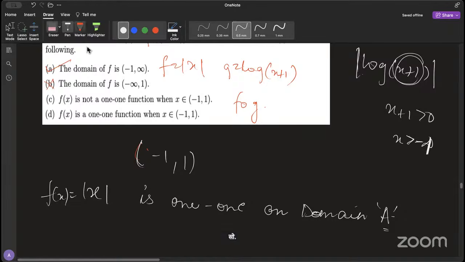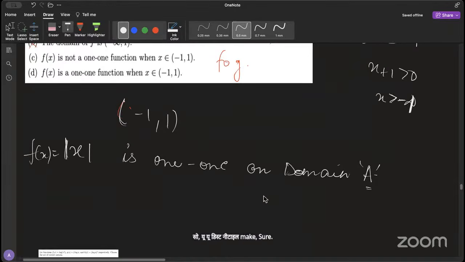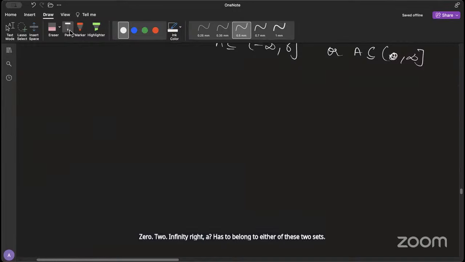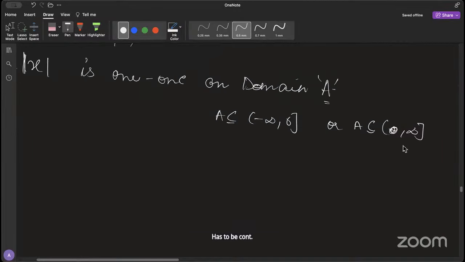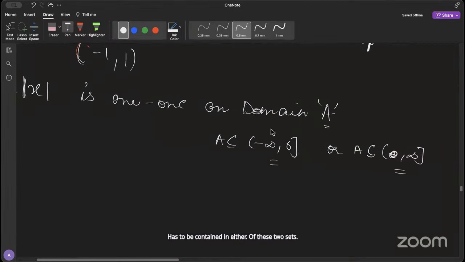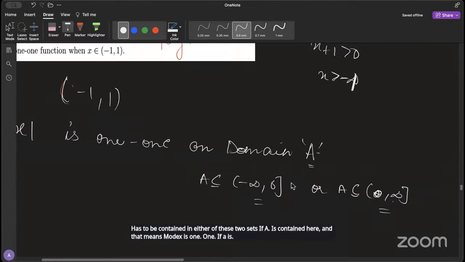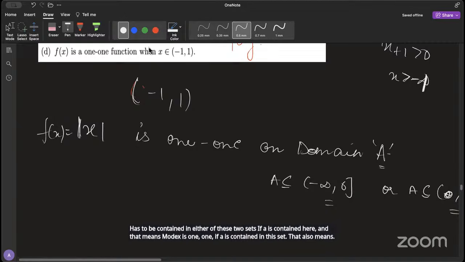So you just need to make sure that there are no negatives. Your A can be either a subset of minus infinity to 0 or a subset of 0 to infinity, right? A has to be contained in either of these two sets. If A is contained here, then that means mod x is 1-1. If A is contained in this set, that also means that it is 1-1, right?